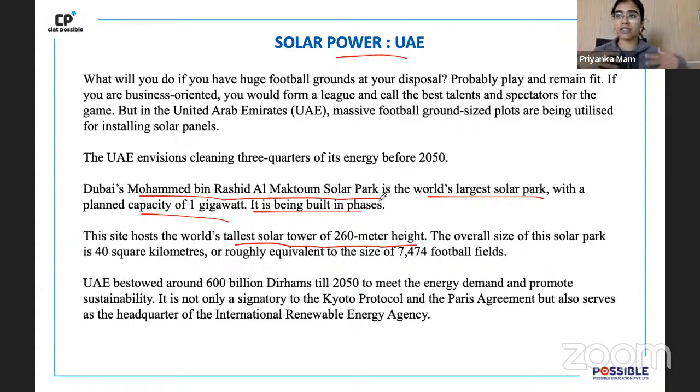What are they doing? They are utilizing areas as large as football grounds to install solar panels, which is amazing, right? And they are envisioning cleaning three-fourths of their energy by 2050. Okay? And it is not only a signatory to the Kyoto Protocol and the Paris Agreement, but it also serves as the headquarters of the International Renewable Energy Agency. So that is something you can keep in mind.